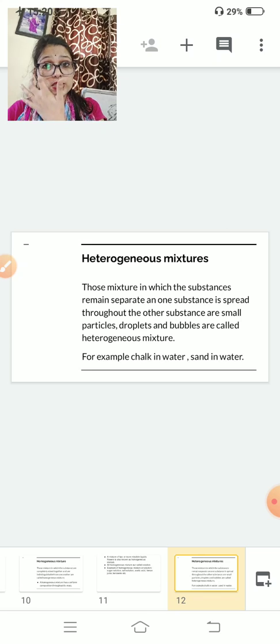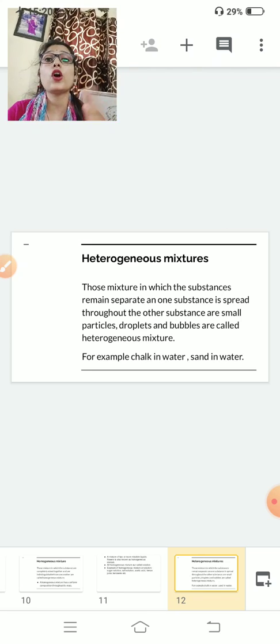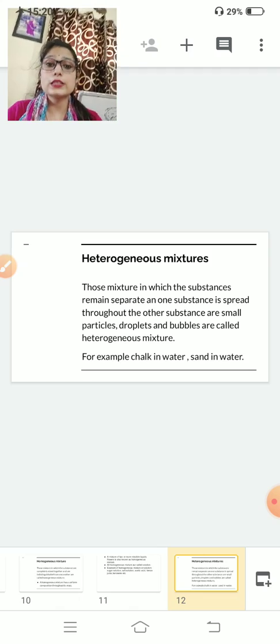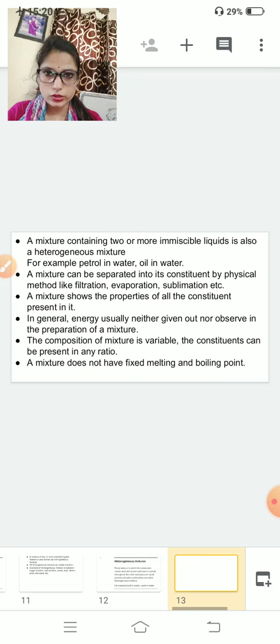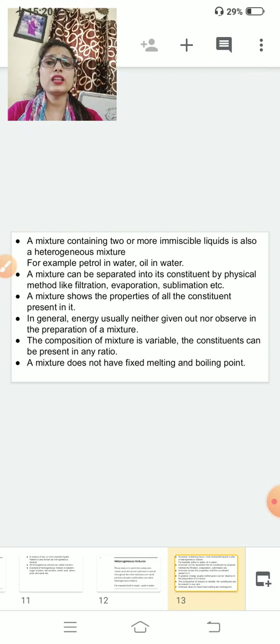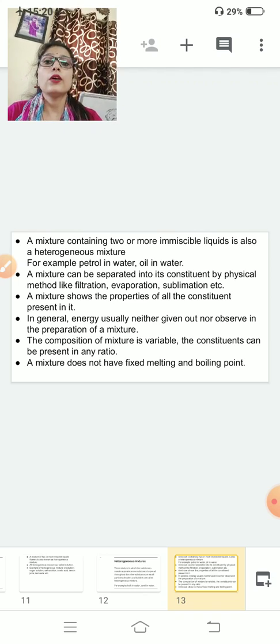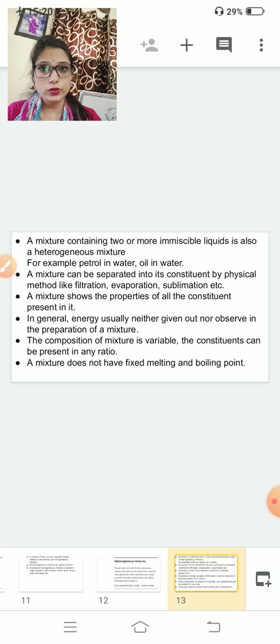So heterogeneous mixtures are those mixtures in which the constituents are not mixed properly, or you can say they are insoluble. Example, chalk in water, sand in water. Next, a mixture containing two or more immiscible liquids is also a heterogeneous mixture. For example, petrol in water, oil in water.